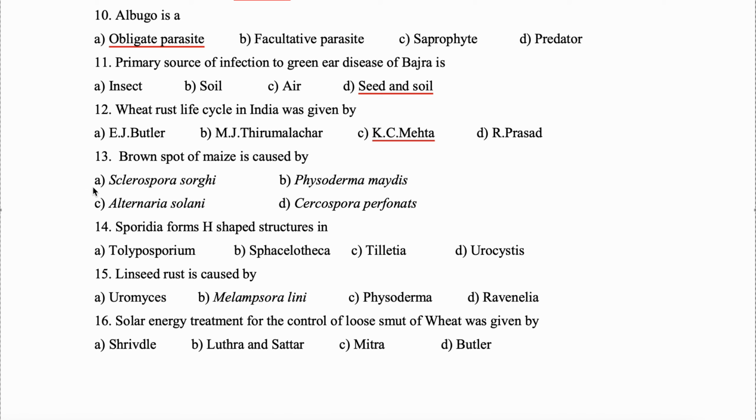Question 13. Brown spot of maize is caused by, okay, for maize, right? So we are confused with A and B, and Sclerospora sorghi, it is for downy mildew. So the answer will be option B, that is Physoderma maydis.